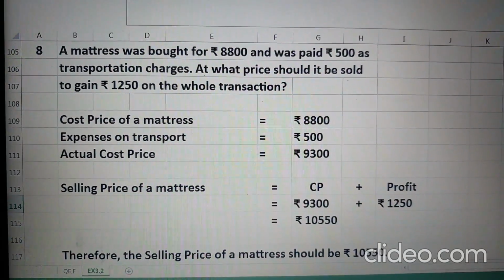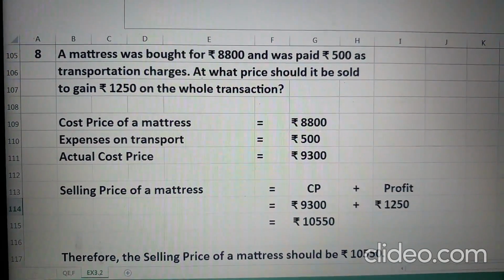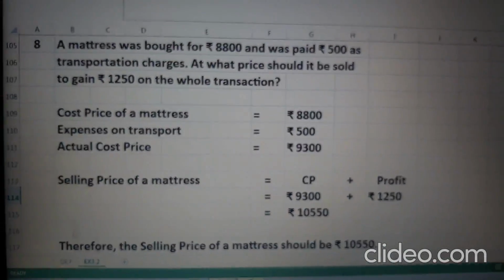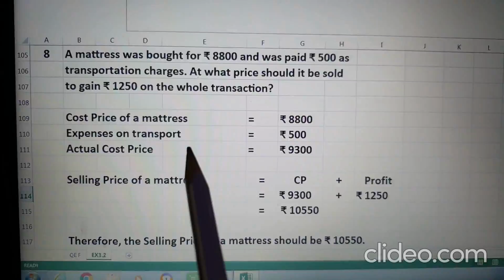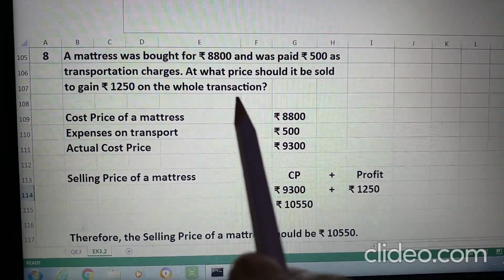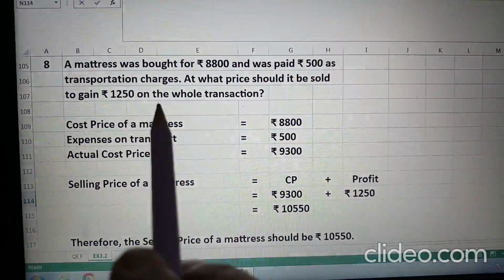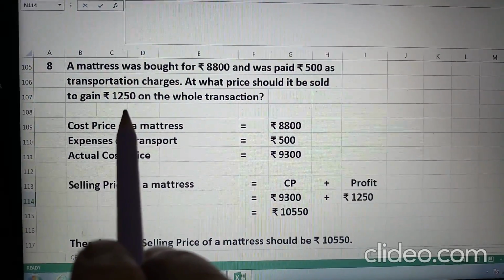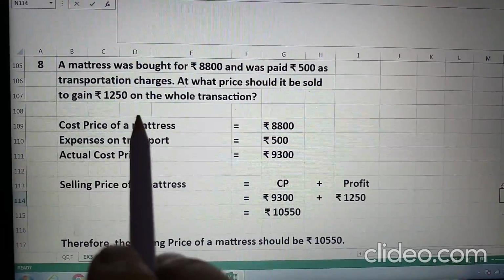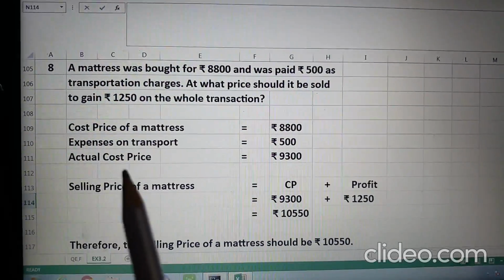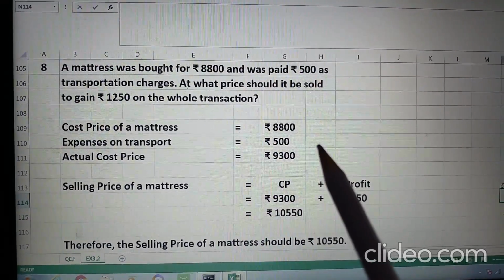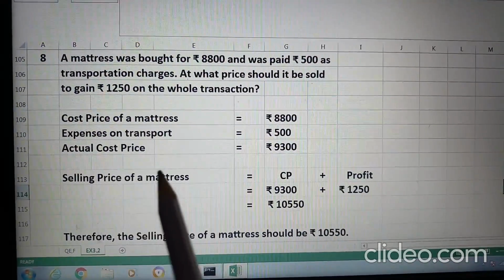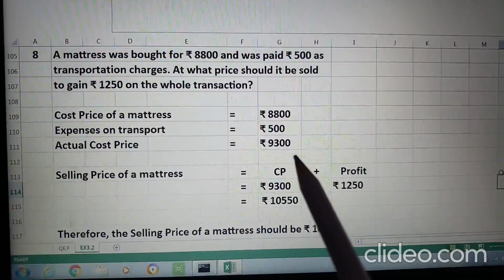At what price should it be sold to gain rupees 1,250 on the whole transaction? Now understand the question. एक मैट्रेस परचेज किया था, उसकी कॉस्ट प्राइस थी 8,800 और 500 उसको ट्रांसपोर्टेशन चार्जेस पे किया गया. उसको किस प्राइस पे सेल करें कि हमको प्रॉफिट मिले रुपीज 1,250. सो हाउ टू डू? कॉस्ट प्राइस ऑफ ए मैट्रेस इज रुपीज 8,800. एक्सपेंसेस ऑन ट्रांसपोर्ट इज रुपीज 500 and the actual cost price is rupees 9,300.